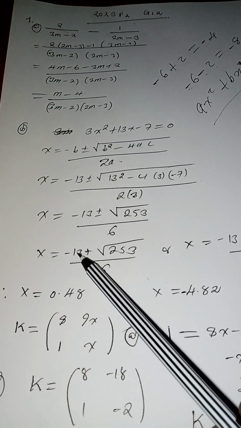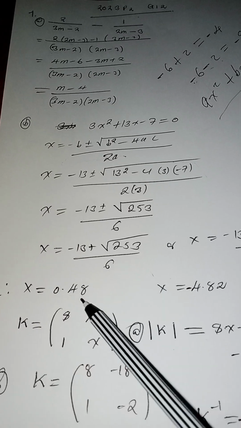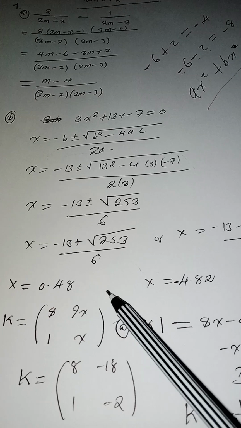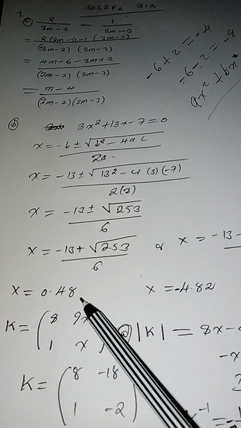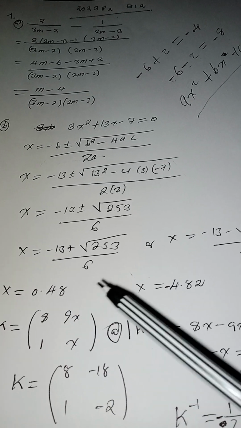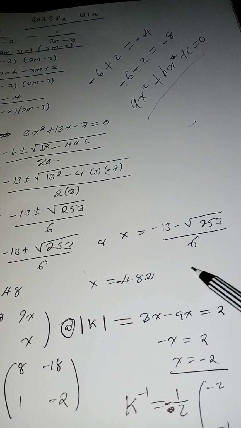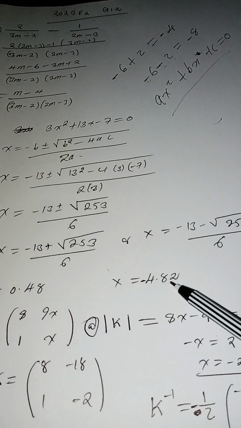Now, if you go ahead and place this directly on the calculator, you have x is equal to 0.48 and some other values, though I decided to round off to two decimal places as stated in the question. Then here, similarly, I have negative 4.817 something, then rounding off to two decimal places, you have this.